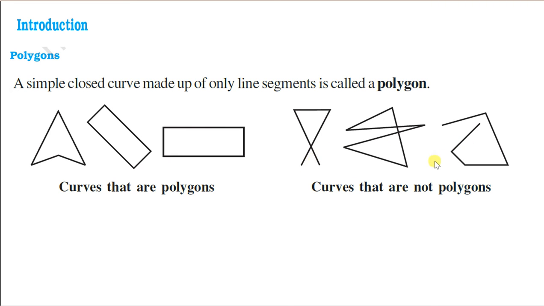The first and the last one, the third one, is not closed, though it is made up of line segments. The first one is also not simple because it is crossing here. The third one is simple, but it is not closed, so it is not a polygon. This middle one is also not a polygon, though it is made up of line segments and it is closed, but it is not simple because these two line segments are crossing each other. So it is not simple.